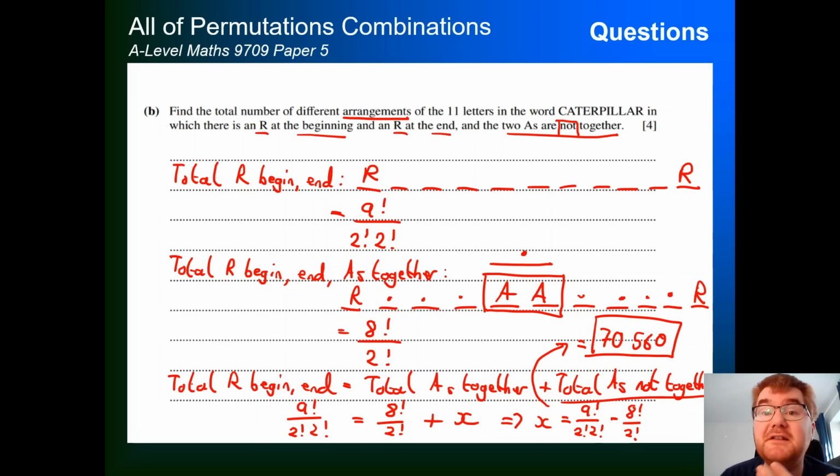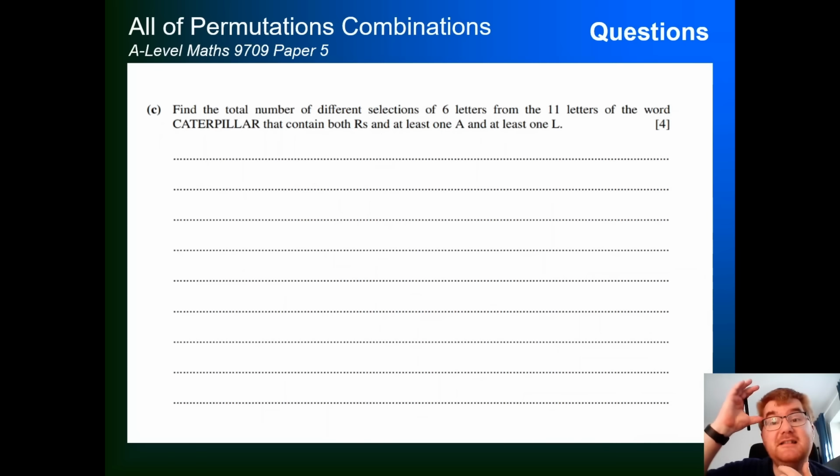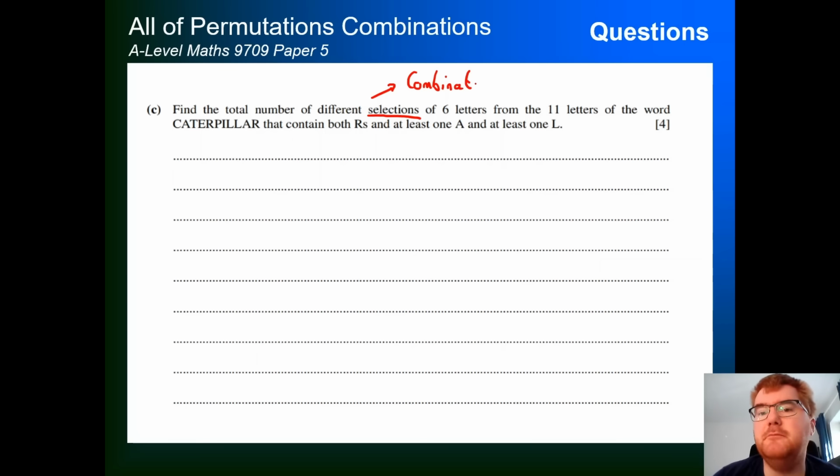Once you get into the kind of pattern of these kinds of questions on paper 5, they do become easier and easier. Again, key thing, as soon as we see not here, then we consider when they're together and then work backwards. Now here we have a slightly different part of question C, and now we're doing the total number of different selections. That means we're going to be working with combinations, so that's important.